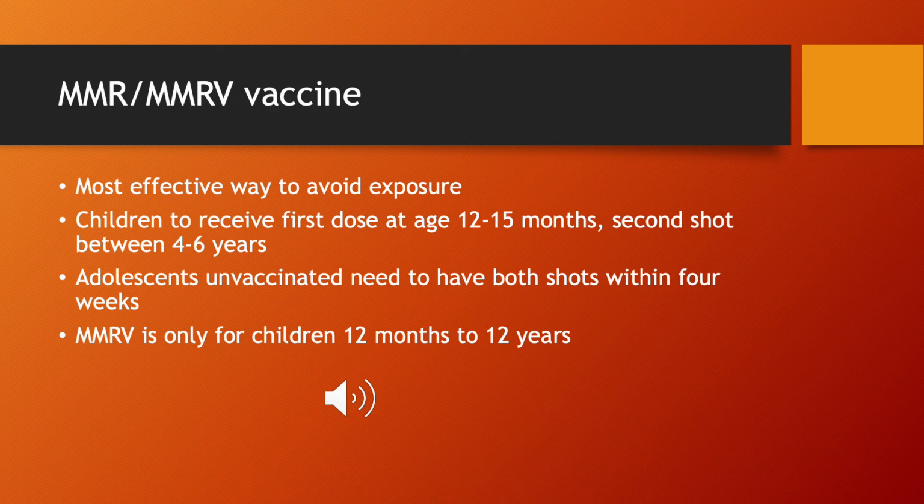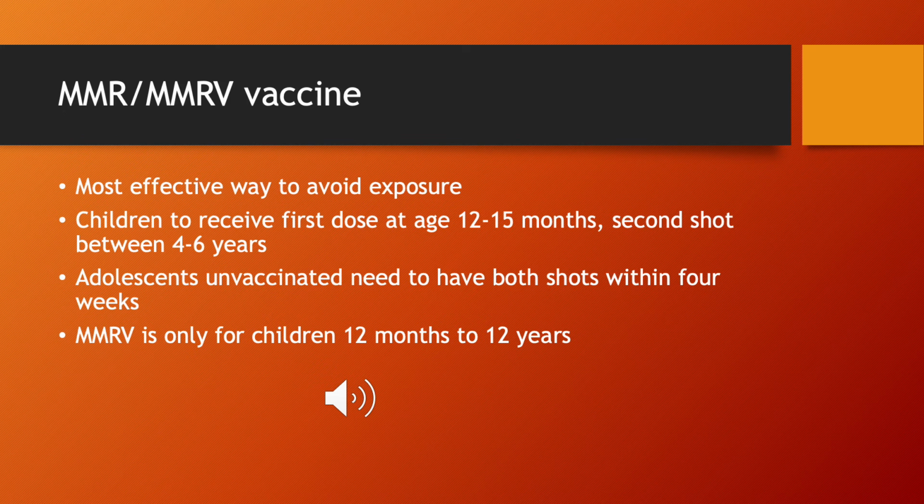As stated in my previous slide, the MMR vaccine is the most reliable way to prevent contracting measles. Per the CDC, it is recommended that children receive their first vaccine between the ages of 12 to 15 months, with the second vaccine being between 4 to 6 years of age. The MMR vaccine is a weakened live virus. There is now an MMRV vaccine which protects against measles, mumps, rubella, and varicella, which is also known as chickenpox. This particular vaccination is only recommended for children 12 months to 12 years of age.